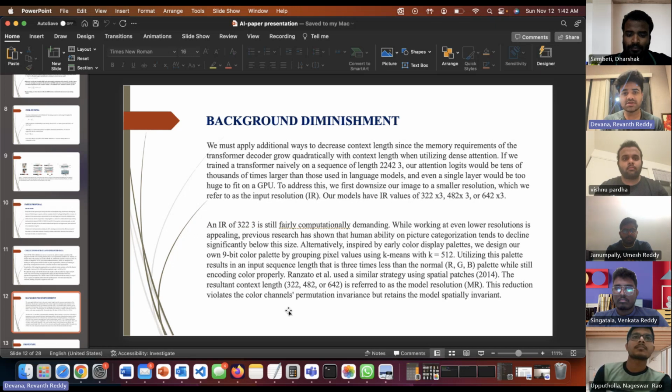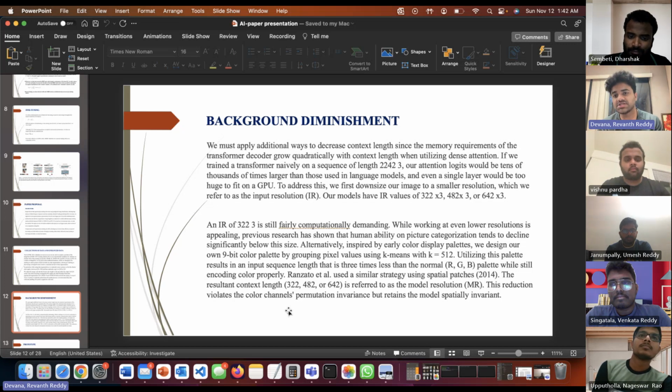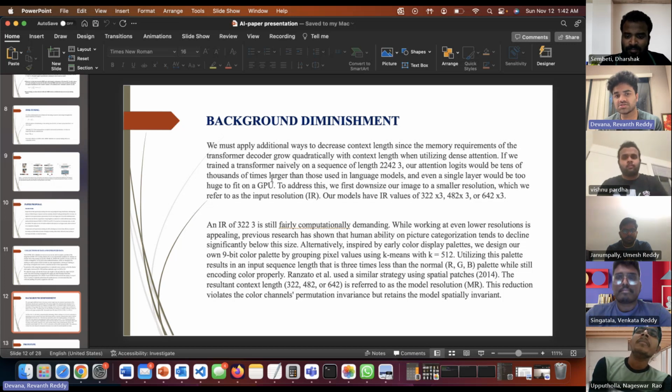Then coming to the next slide, there is a background on dimensionality reduction. We must apply additional ways to decrease context length since the memory requirement of the transformer decoder grows quadratically with context length when utilizing dense attention. If we trained a transformer naively on a sequence of length 224 squared times 3, our attention logits would be tens of thousands of times larger than those used in language models, and even a single layer would be too huge to fit on the GPU.